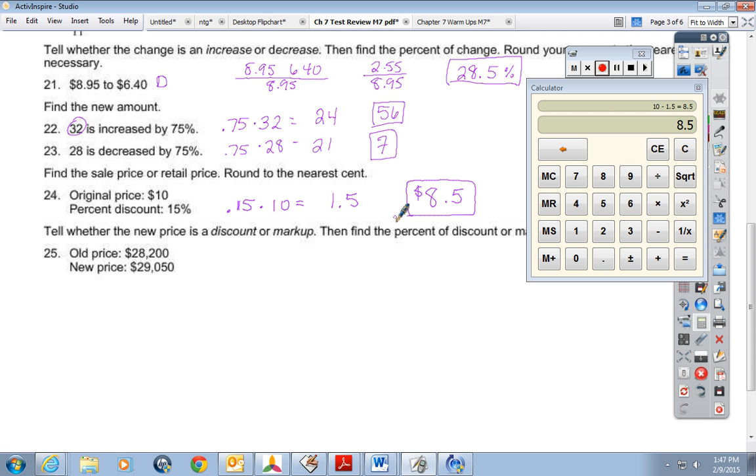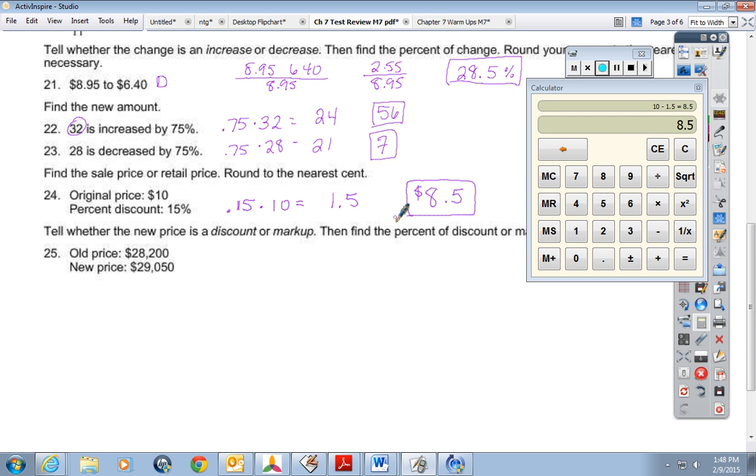Number 25, it says, tell whether the new price is a discount or a markup. Well, the original price is $28,200. The new price is $29,050. So is that an increase or decrease? Increase. So is that a discount or a markup? It's a markup. So you could just say it's a markup. That's the first part of the answer.